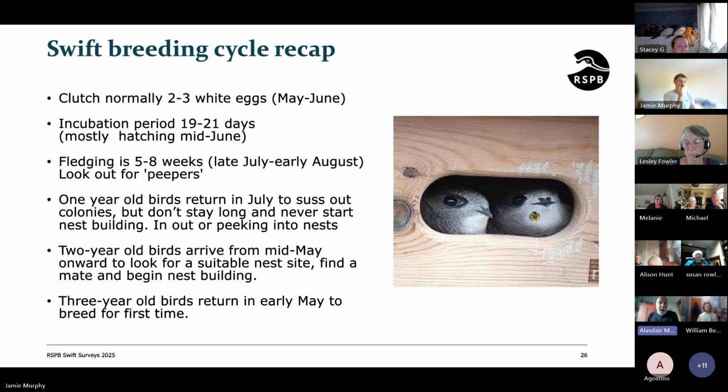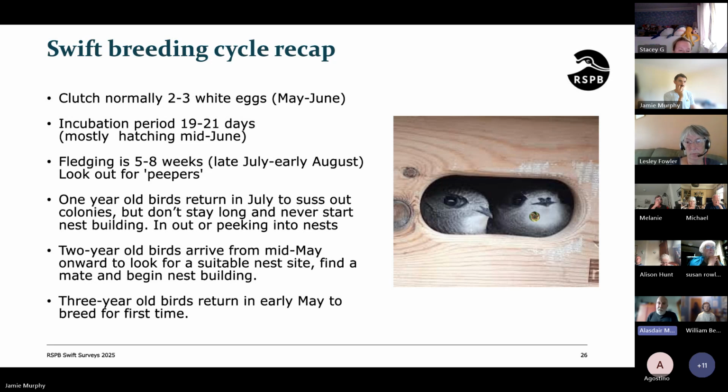So it's quite hard to predict exactly how long that will take. The fledging happens after about 5 to 8 weeks. So that's late July to early August. But the time now when you're going out, which is sort of mid-June or whatever, this is when they will be hatching. So there will be chicks in the nest probably from about now until around the end of July.